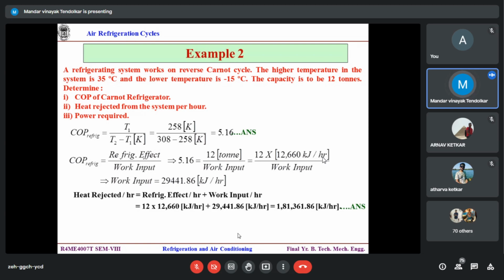So that is very similar to our heat pump. Heat rejected is heat pump, heat absorbed is refrigerator. So how would you calculate heat rejected? It is refrigeration effect plus the compressor work. Refrigeration effect is directly known, 12 ton. Compressor work you have just calculated. Take care of the units, both have to be in the same category, and then you calculate the heat rejected. Fine.